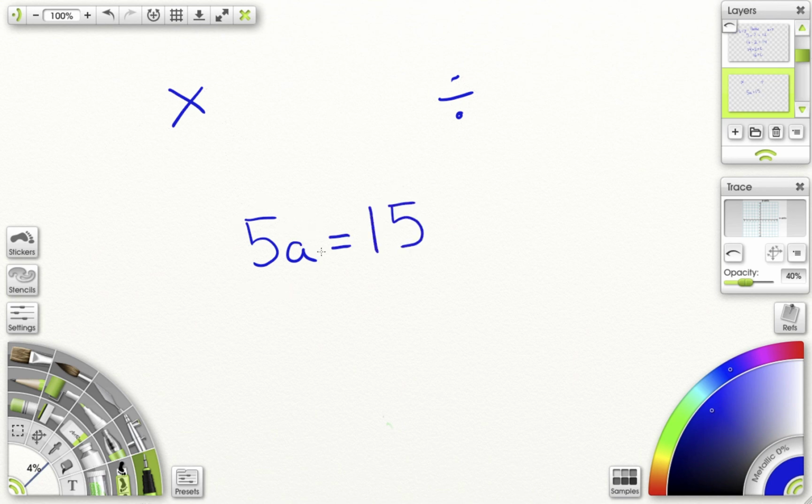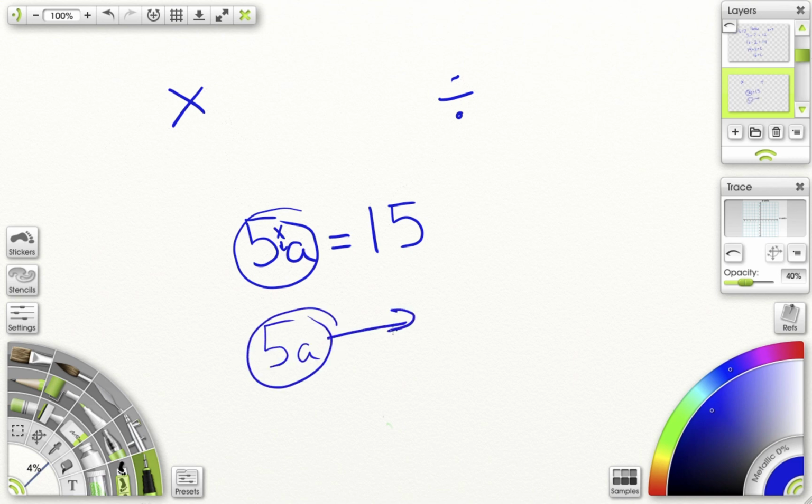When there is a number and a letter right beside each other like this and there's no operation in there, there's technically an invisible multiplication symbol right in there. You just can't see it. Okay? So whenever it's just a number and a letter like this together, it means to multiply.